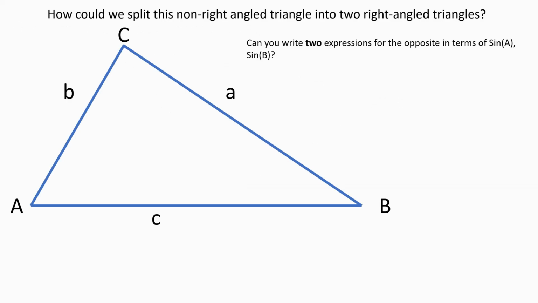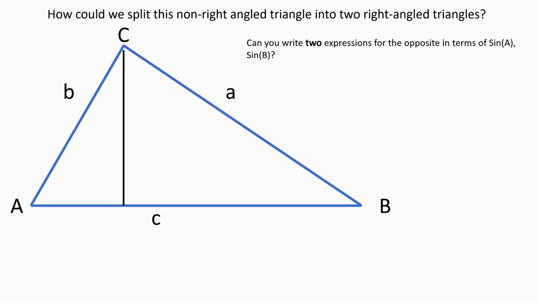Now, let's have a look at how we can get the sine rule. If we look at this non-right-angled triangle, how could we split it up into two right-angled triangles? You can probably see two ways. Well, one way would be to draw a line from C which is perpendicular to AB, like this.